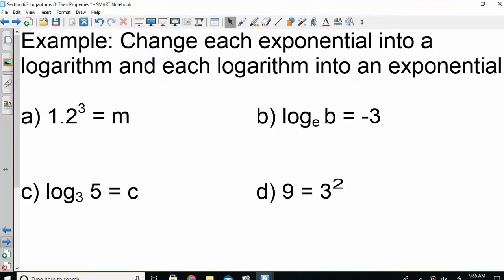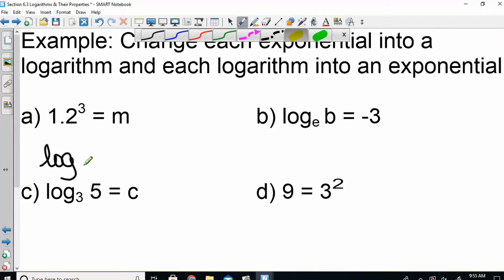So, first thing, I want to make sure we are comfortable going back and forth between the two, because we're going to be seeing both notations now. If it's an exponential, I want to change it to a log. If it's a log, I want to change it to an exponential. So when we write this, we put the log, we start. The base of this log, that subscript, is the same as the base of the exponential. So it would be log base 1.2.